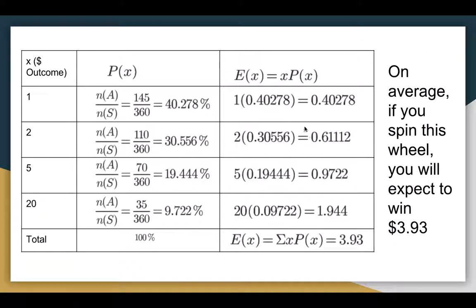Each of these individual numbers do mean something. They're just the contribution of each section. So on average, the $20 section will give you $1.94 every time. You're not going to roll 20 all the time, but that's what it balances out to. And then when you add them all up, that's $3.93. So if all these sections were 0, and there was only a $20 section, your expected value would be $1.94. But because there's 4 different prizes, you can add them all up.